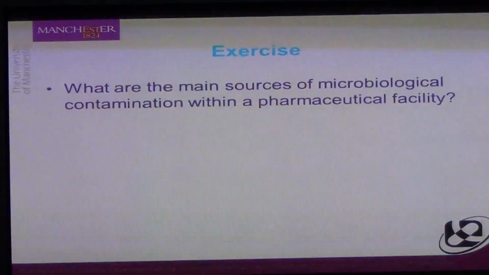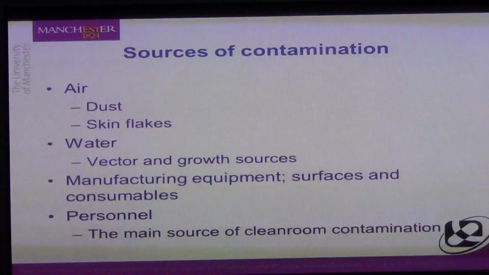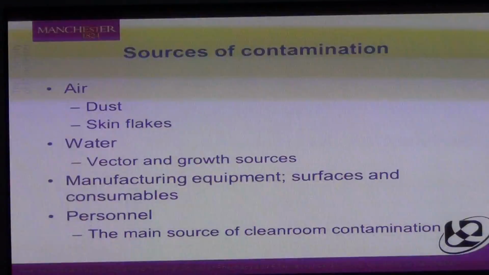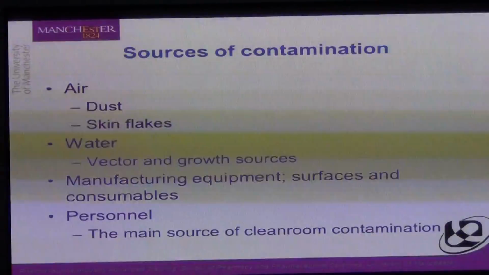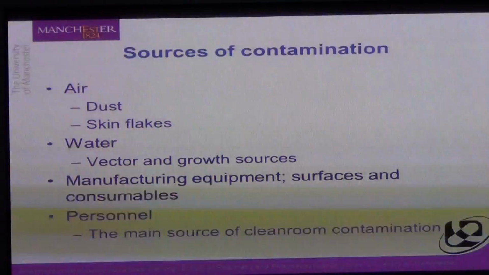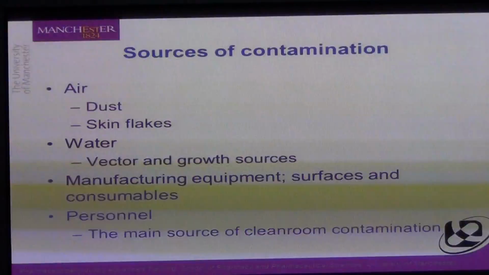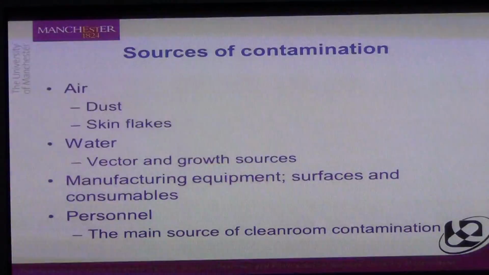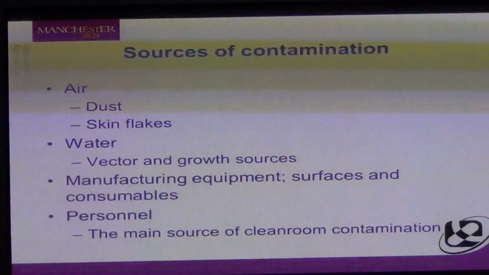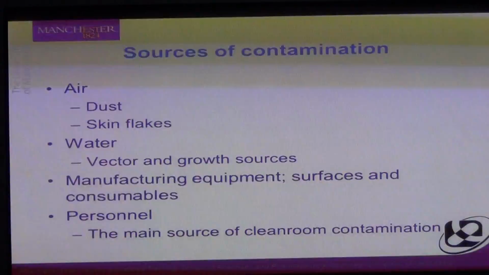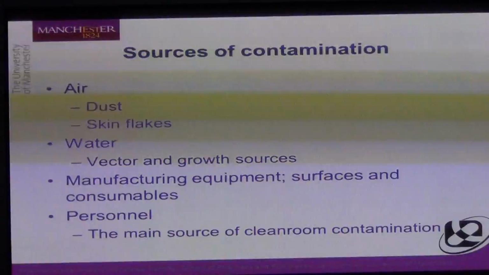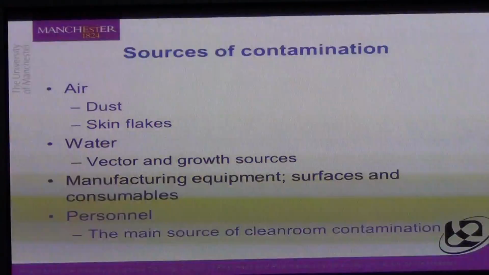Okay, well, I hope that was a useful exercise, and I hope you've had fun sharing your ideas. I'll run through some of the things that I've thought of. So, sources of contamination: we have things in the air, such as dust, which might carry spores in particular, and most importantly, skin flakes. People shed a lot of skin, tens of thousands of skin cells per day. We then have water. Water's a problem in clean rooms, and you can't get away from it in your lower grade clean rooms. It's because it's not only a vector, as in it spreads contamination around, but it also is a growth source for microorganisms. So long periods of contact, particularly with gram negatives and water, you'll start to get a lot of cell division. There's also the manufacturing equipment itself, surfaces and consumables, and then we have people.